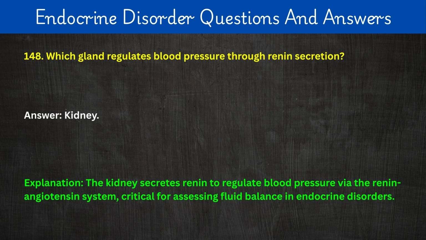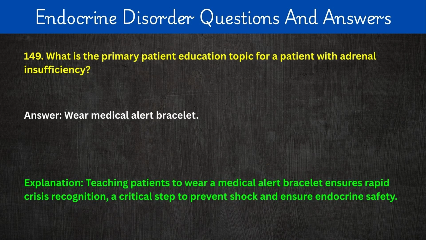148. Which gland regulates blood pressure through renin secretion? Answer: kidney. Explanation: the kidney secretes renin to regulate blood pressure via the renin-angiotensin system, critical for assessing fluid balance in endocrine disorders.